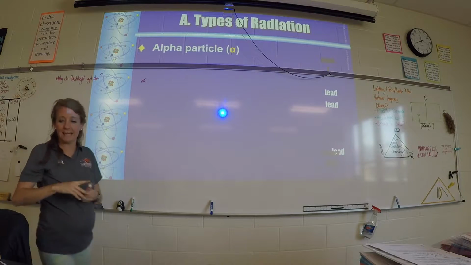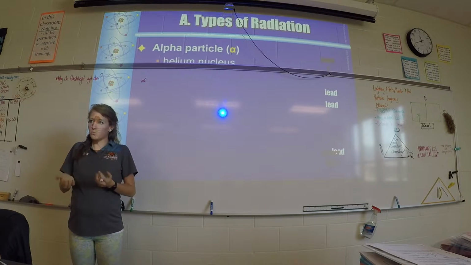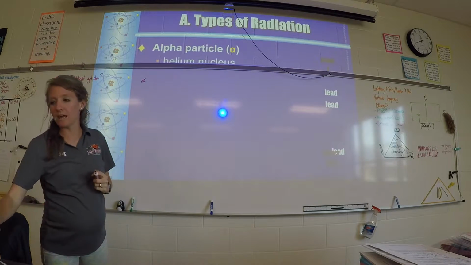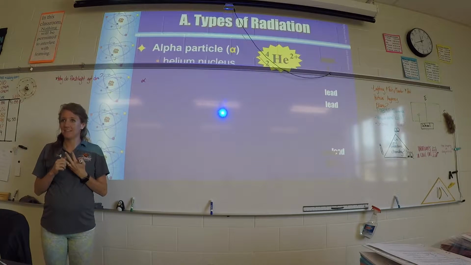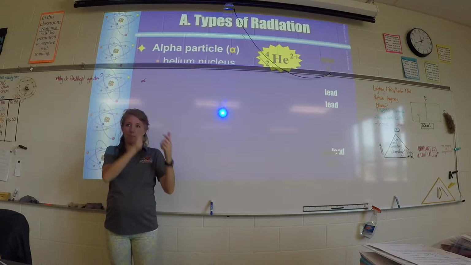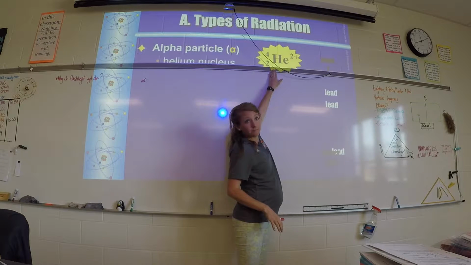What an alpha particle is, it's a helium nucleus. That's what it's made of. So the symbol we get for it is ⁴₂He²⁺. So that is our chemical symbol. Whenever you see the word alpha particle, it's talking about one of these.